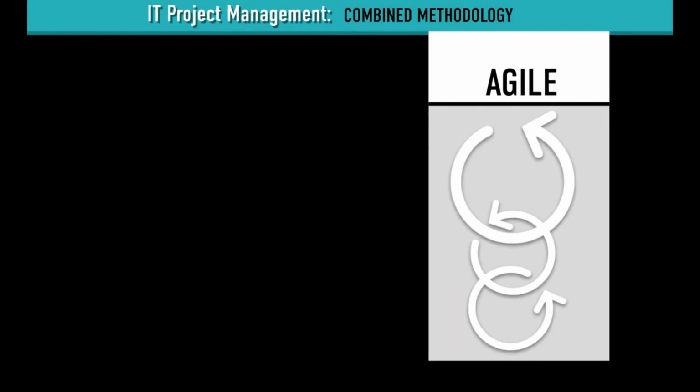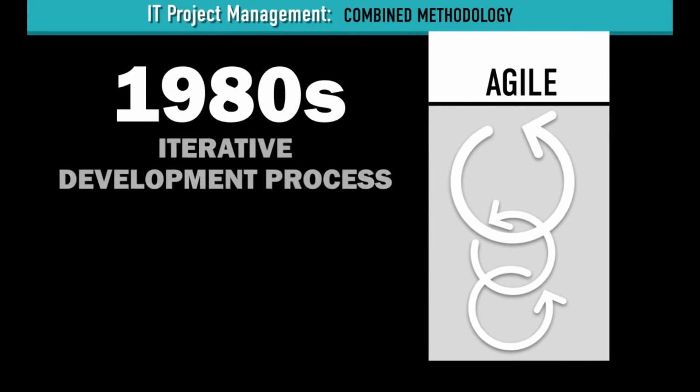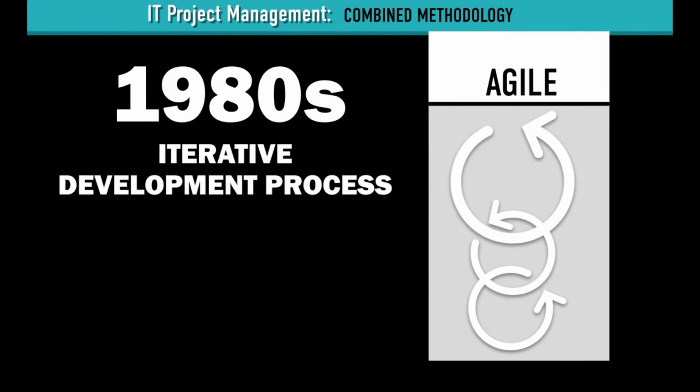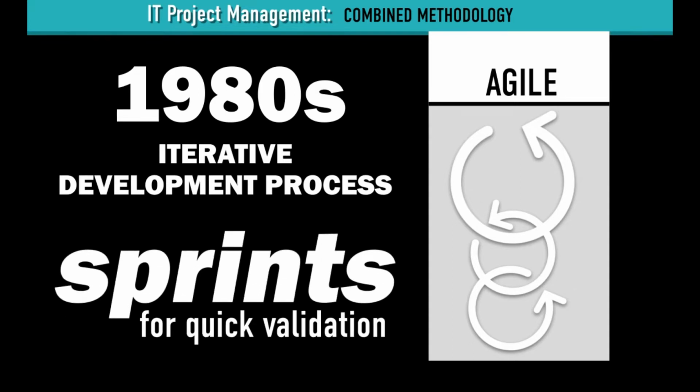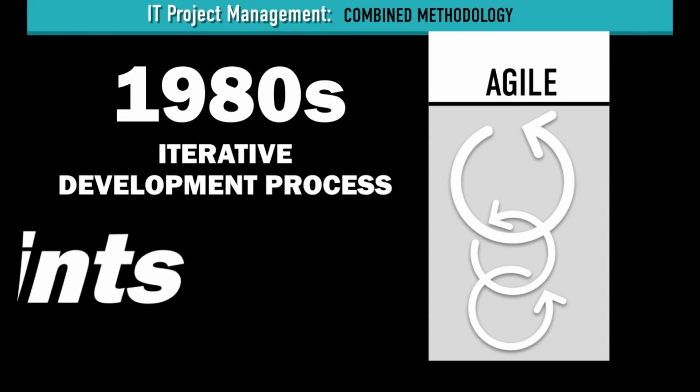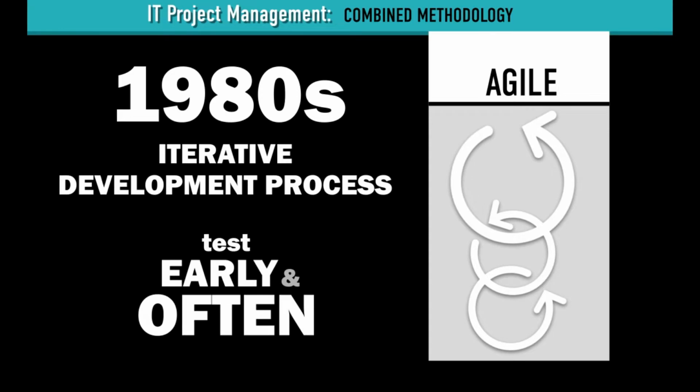Agile was introduced in the late 1980s. Unlike Waterfall, Agile is an iterative development process that uses sprints for quick validation. It also places an emphasis on early testing to ensure the product actually works.